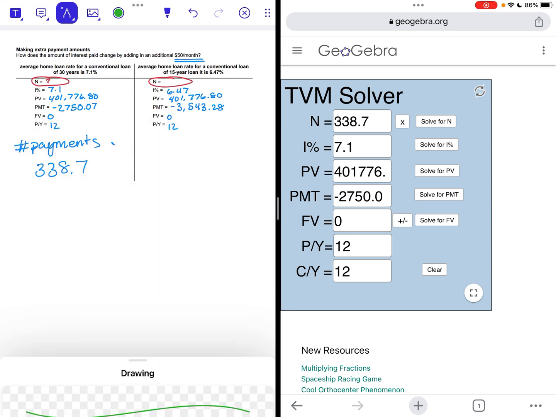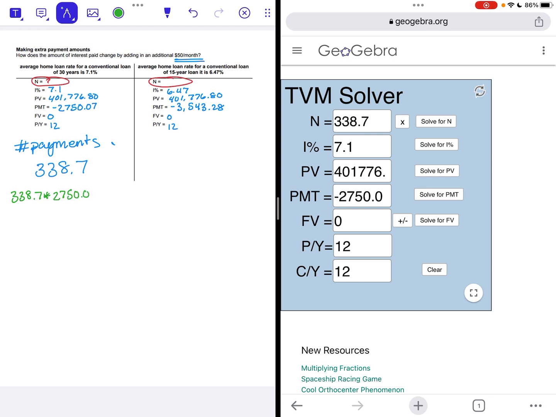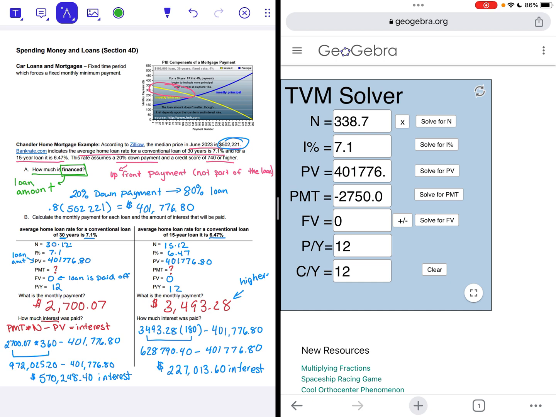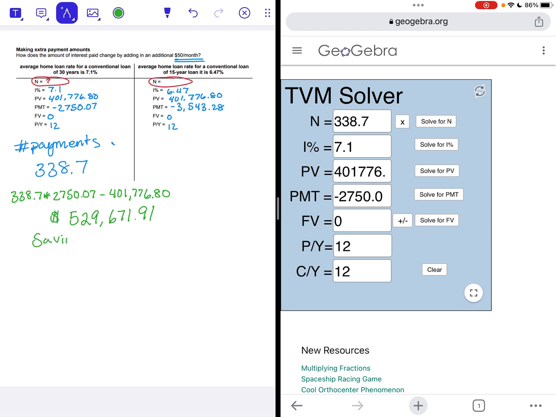So let's switch gears for a second. So I'd have that 338.7 times my monthly payment minus the amount for the house. And I would find that now I'm only paying $529,671 in interest, which if I compare to the original interest amount I have, I'm saving over $40,000. By spending an extra $50 each month, I saved a good amount of money. I could go buy a car with that money. So it's sort of looking at, what can I do with my finances to help make it better?